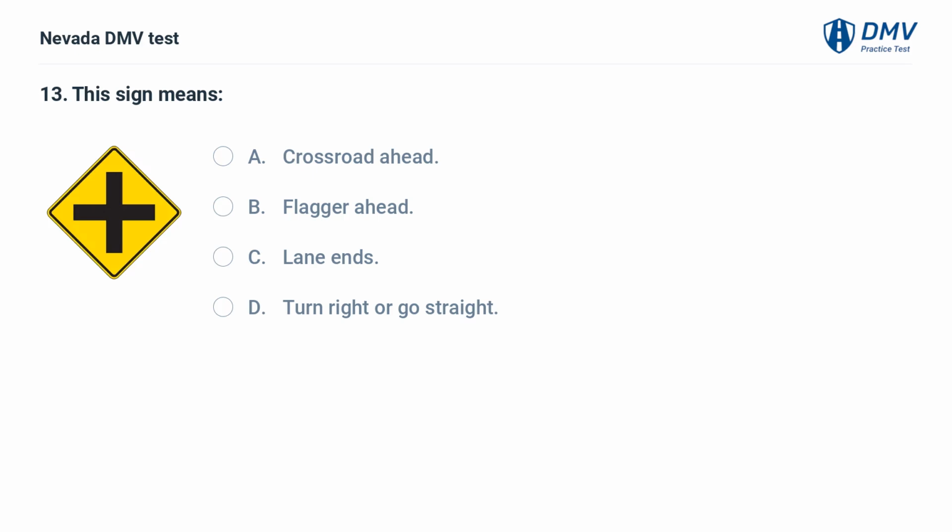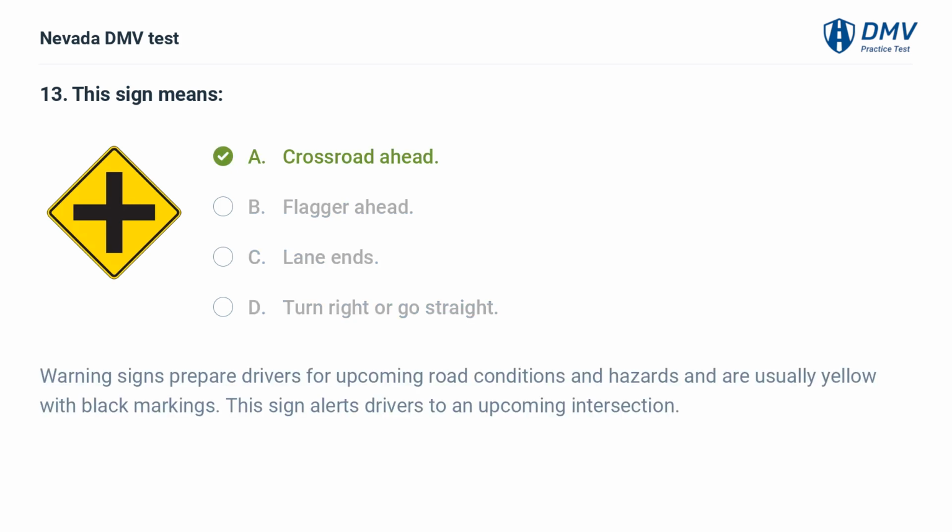This sign means A. Crossroad ahead. B. Flagger ahead. C. Lane ends. D. Turn right or go straight. A. Crossroad ahead.